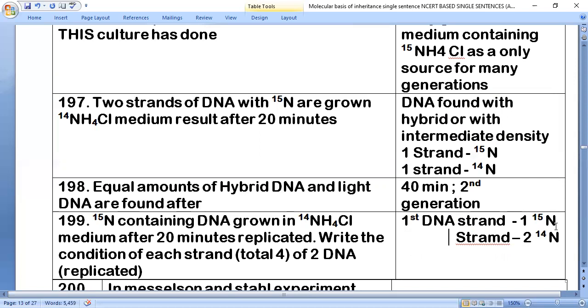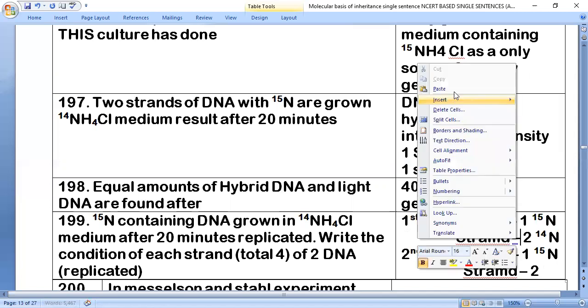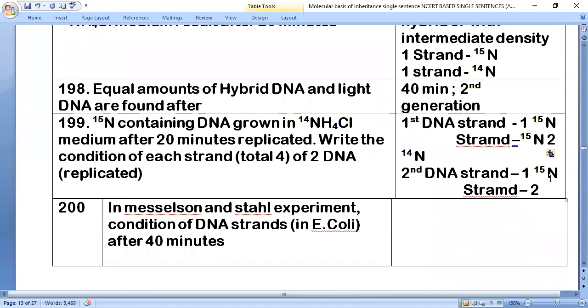Next, the second DNA: strand 1 is with N15, strand 2 is with N14.